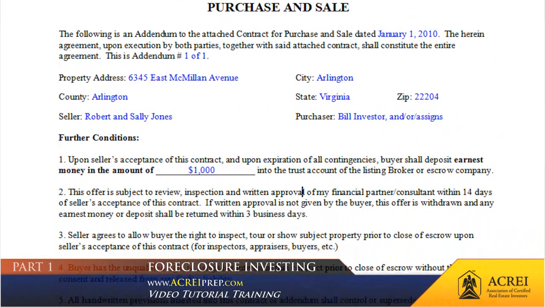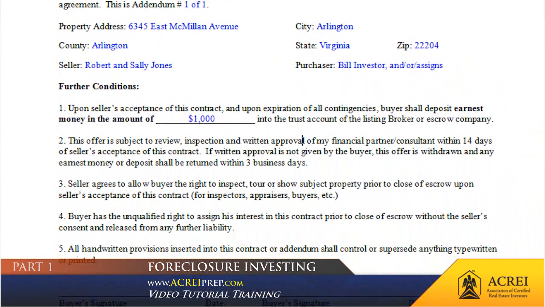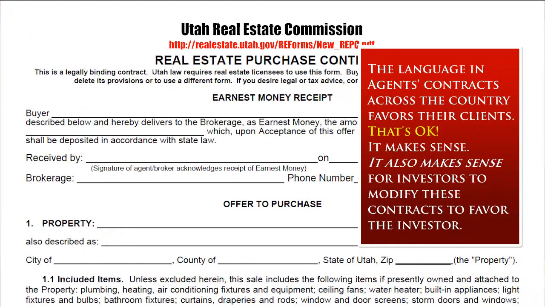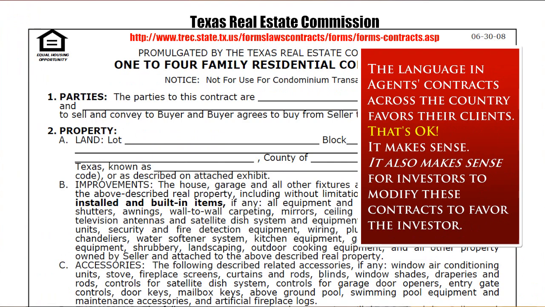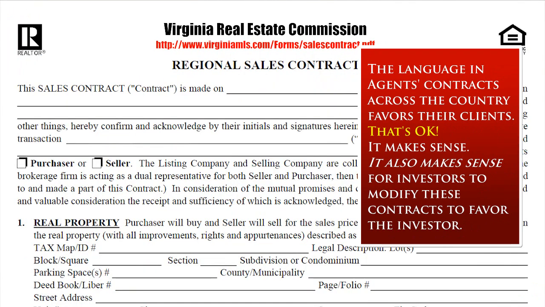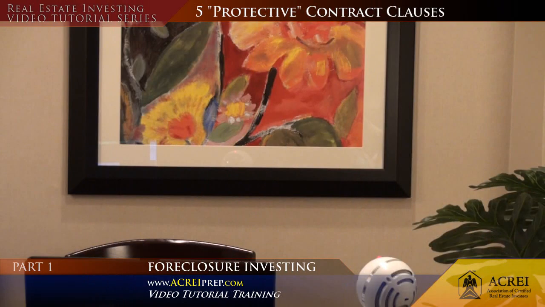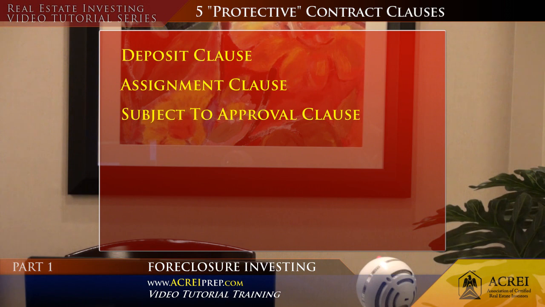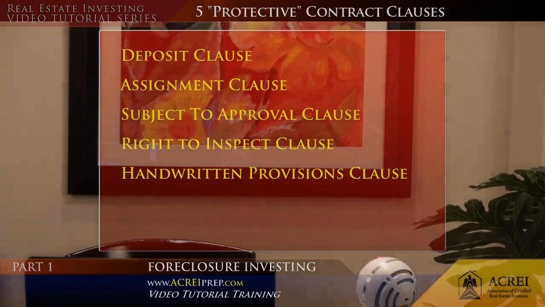The investor's goal is to get contracts accepted while staying protected. We know that when a seller or real estate agent drafts a contract using their own document, the language will favor their interest, not the investor's interest, which is fair and expected. Shouldn't they expect that an investor would want to do the same? By adding the following 5 clauses, the investor will ensure that the contract favors them: a deposit clause, an assignment clause, a subject to approval clause, a right to inspect clause, and a handwritten provisions clause.